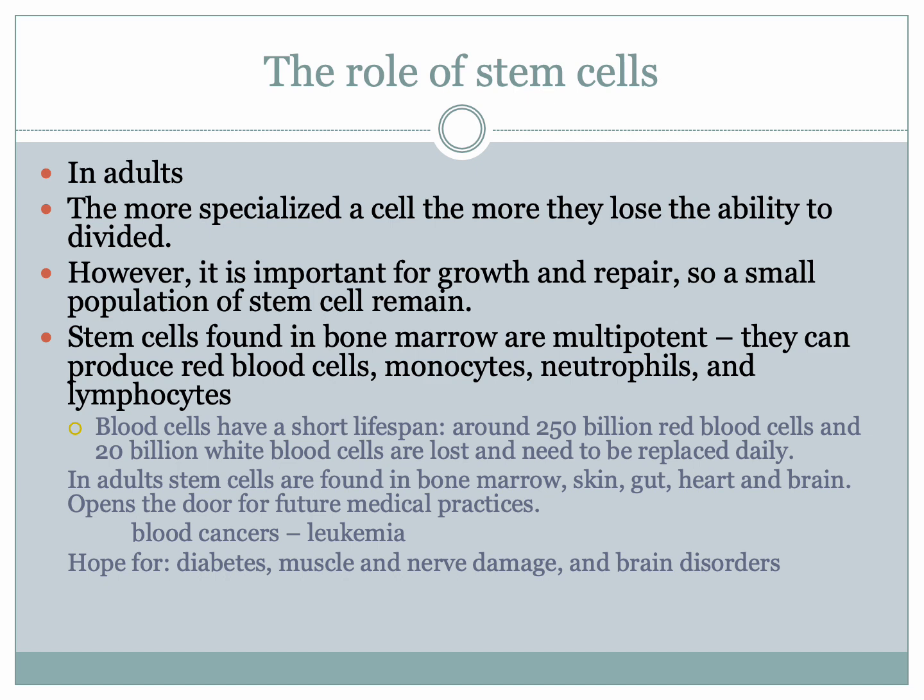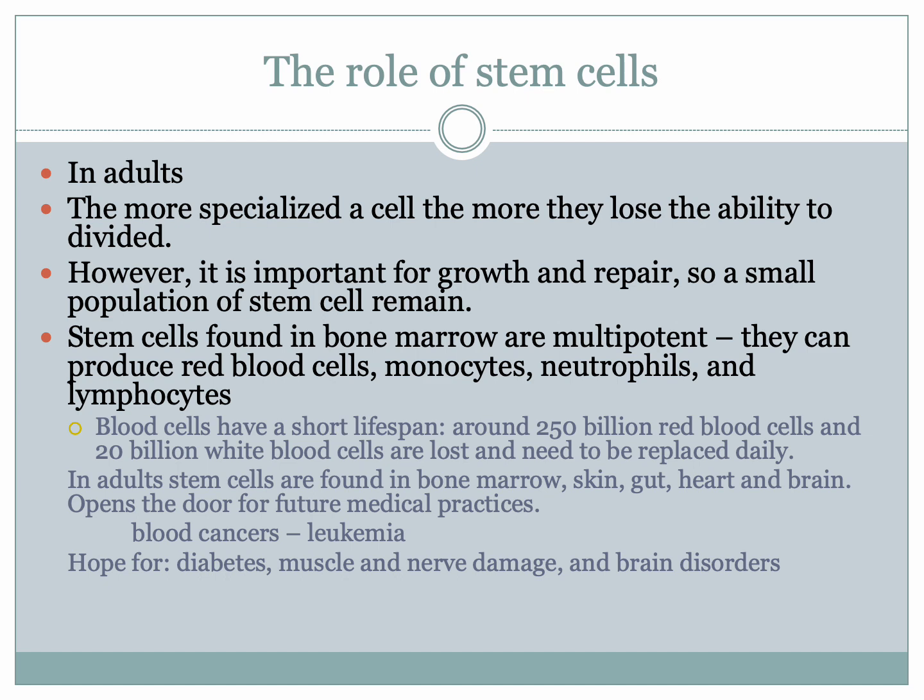In adults, the more specialized a cell, the more they lose the ability to divide. However, it's important for growth and repair, so a small population of stem cells remains. Stem cells found in bone marrow are multipotent. They can produce red blood cells, monocytes, neutrophils, and lymphocytes. Blood cells have a short lifespan, around 250 billion red blood cells and 20 billion white. Blood cells are lost and need to be replaced daily.